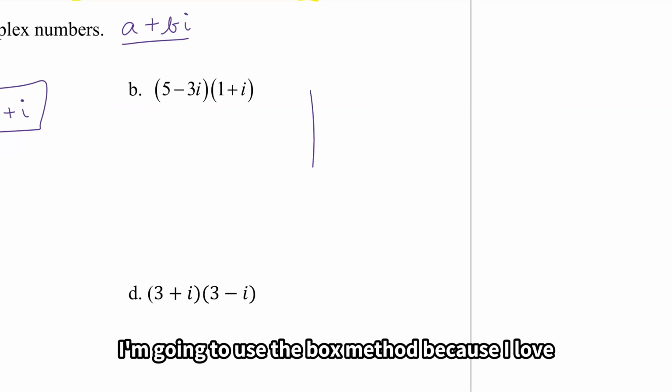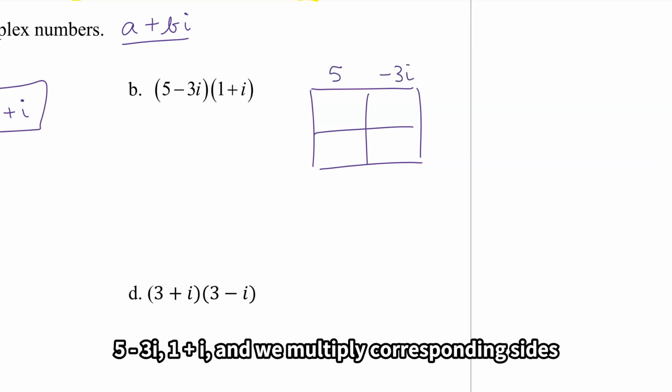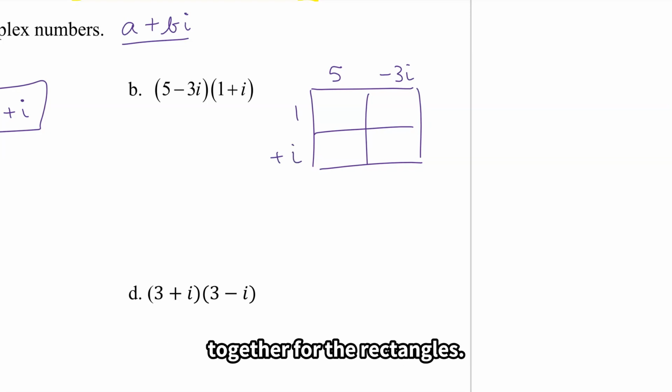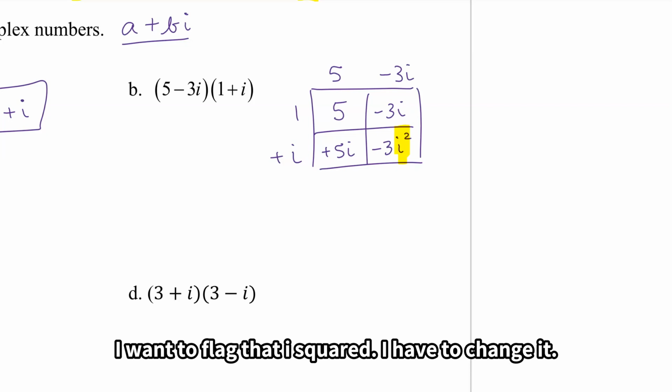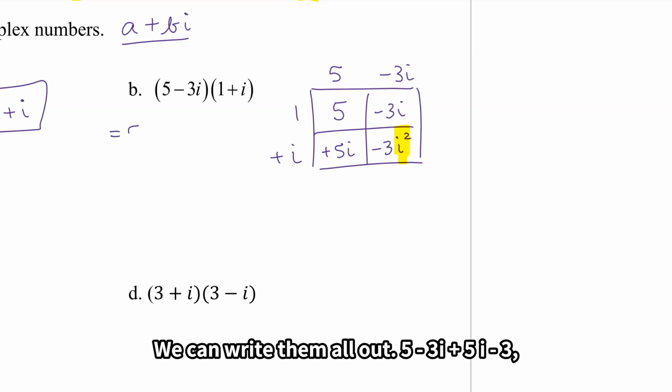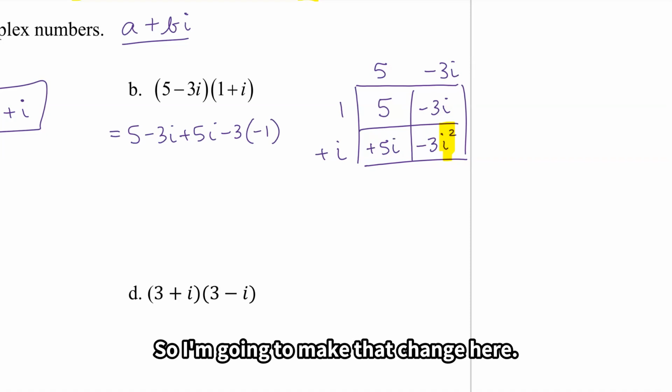Looking at B, I'm going to use the box method because I love using the box method for multiplying. 5 minus 3i, 1 plus i, and we multiply corresponding sides together for the rectangles. 5 times 1 is 5, 5 times i is 5i, -3i times 1 is -3i, and -3i times i is -3i squared. I'm going to flag that i squared. I have to change it. We can write them all out: 5 minus 3i plus 5i minus 3i squared. i squared is -1, so I'm going to make that change here.